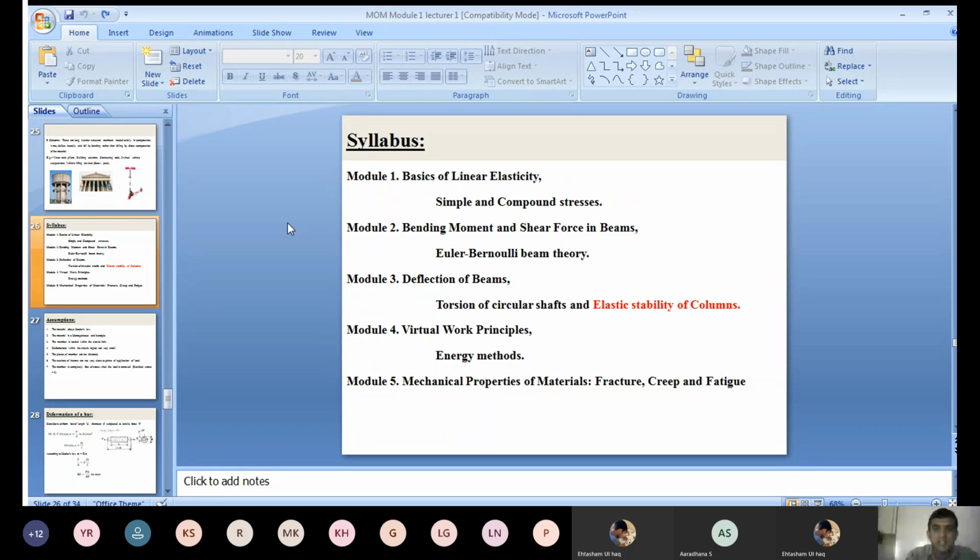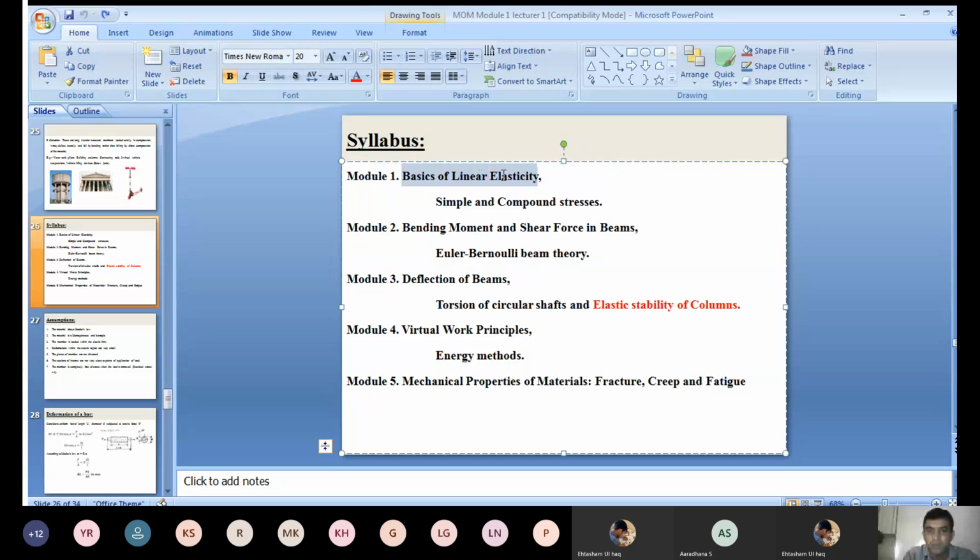In that you can see the syllabus. What does the first module say? In the first module we will study the basics of linear elasticity. It is the first main topic.